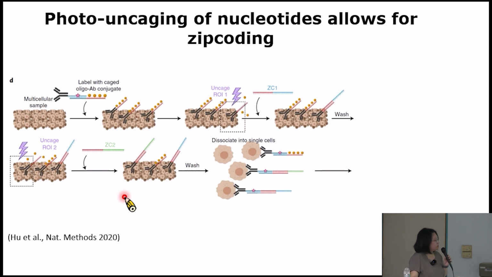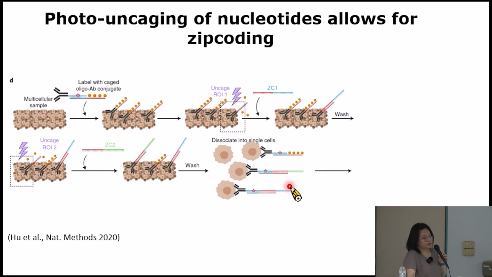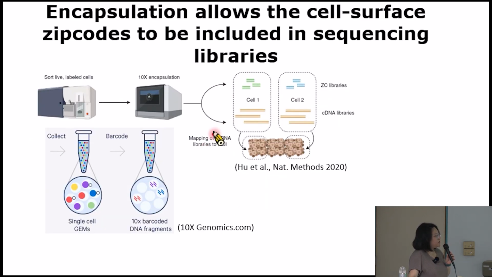And then you can wash the cells, dissociate them into single cells, and go with single cell sequencing. Now, even though this zip code is added on the outside of the cell, there is a way to distinguish each kind of zip code after you do sequencing library preparation, which is preparing a library based on what is in the nucleus, right? And this is achievable because the authors of that paper used one of the newest technologies for next generation sequencing called 10x Genomics or 10x encapsulation.